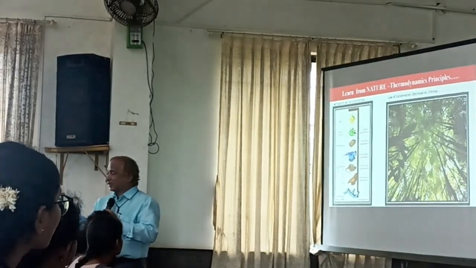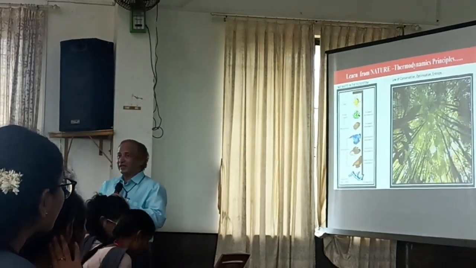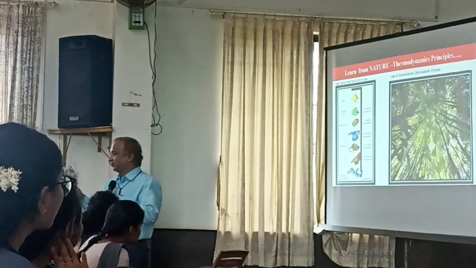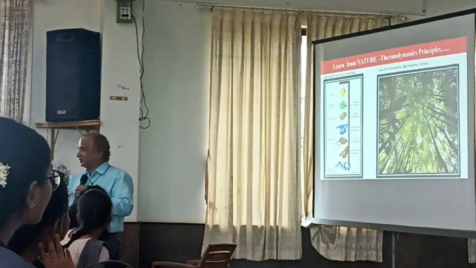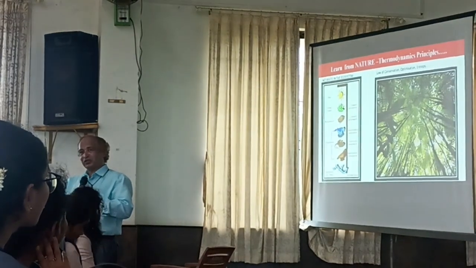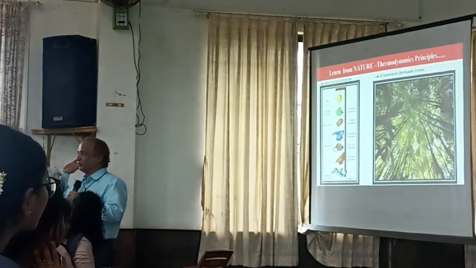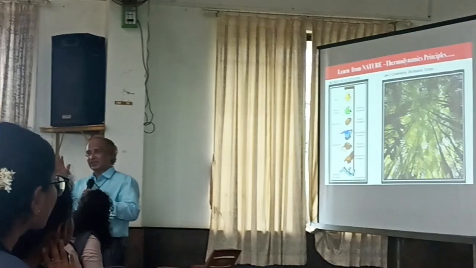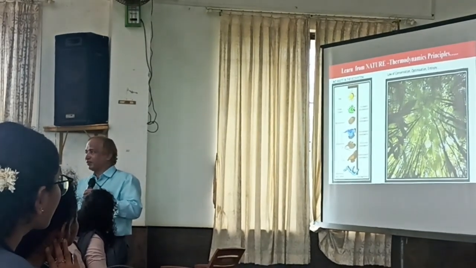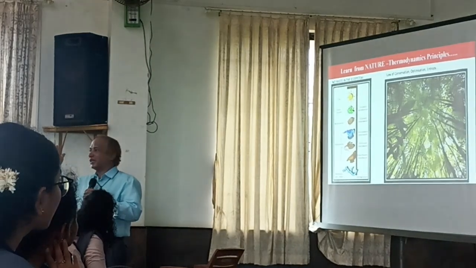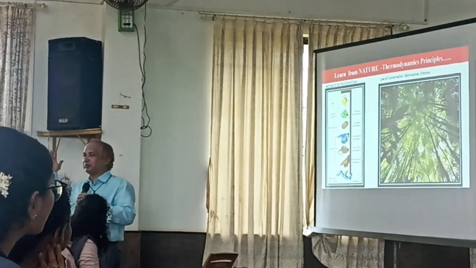When there is energy transfer from one level to another level, there is a loss of energy. That is called the law of entropy. What is that law? The third law of thermodynamics talks about the law of entropy. Now you see, by this simple food chain, you have learned the principles of thermodynamics. Will you forget this in your life? Whenever you see a plant outside, you will think of thermodynamic principles.